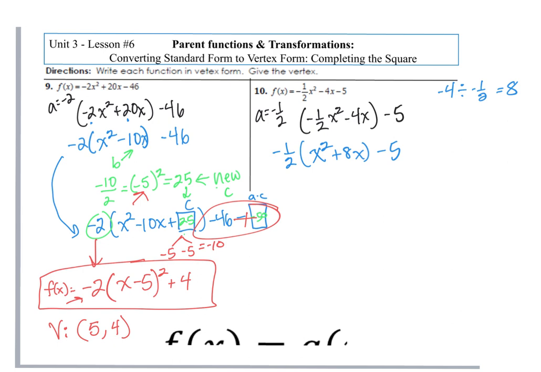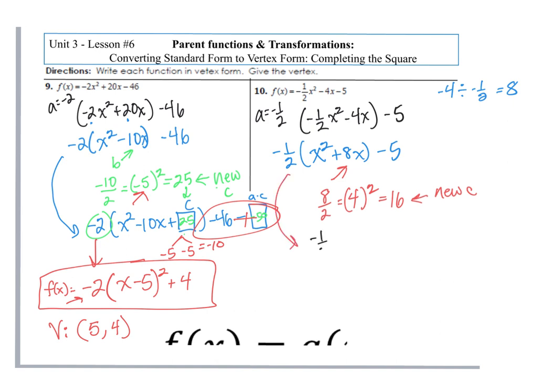So now we're ready to take half of our b value. We take 8 and divide it by 2, which is 4. Wrap it in parentheses and square it to get positive 16. Hey, that's our new c. Cool. Okay, let's bring down what we had above.